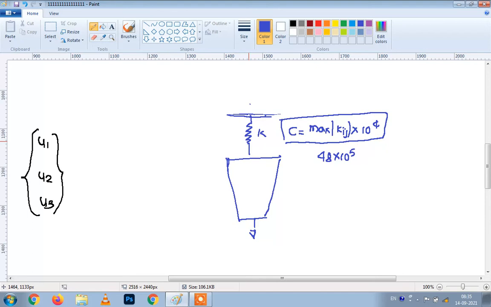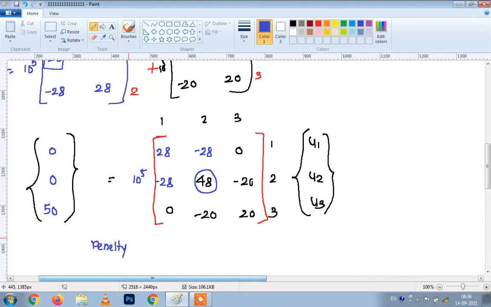So this is nothing but the penalty approach. Whenever it is specifically mentioned in the numerical that you have to solve it by the penalty approach, then and only then do we go with the penalty approach. If it is not mentioned which method to use, then simply use the elimination approach. So such a large value of stiffness we have to add here.